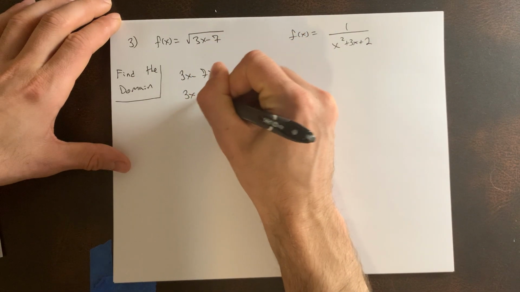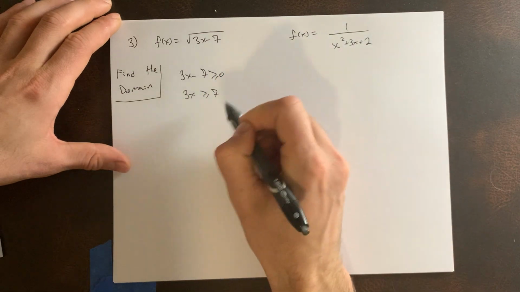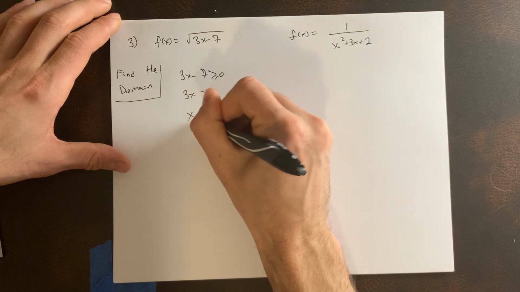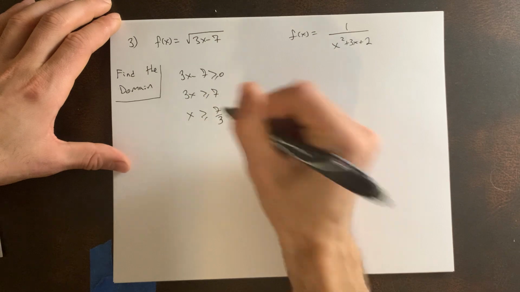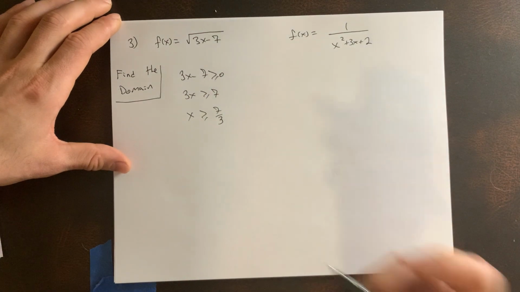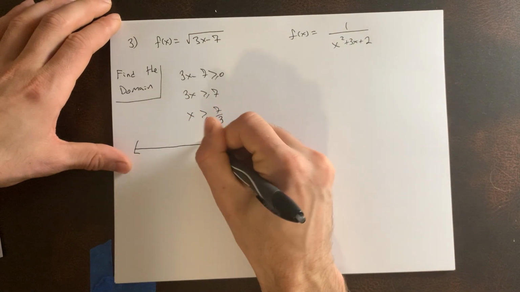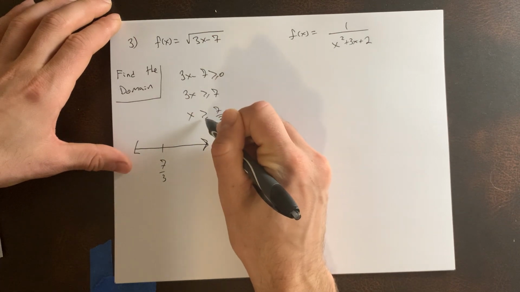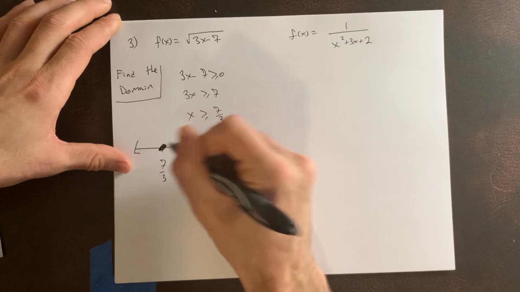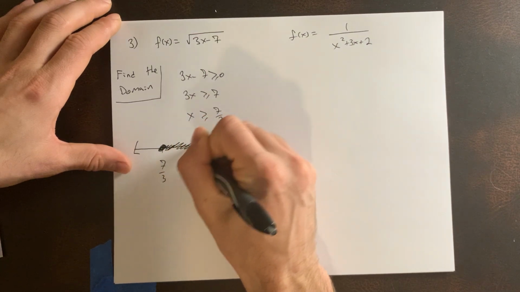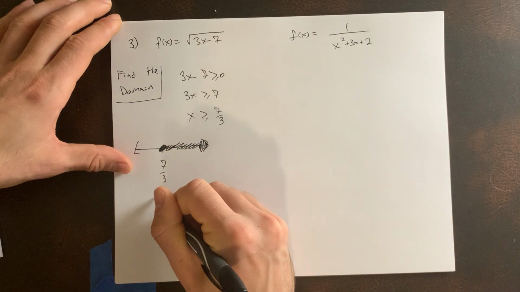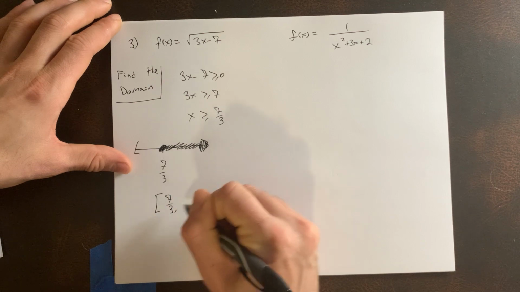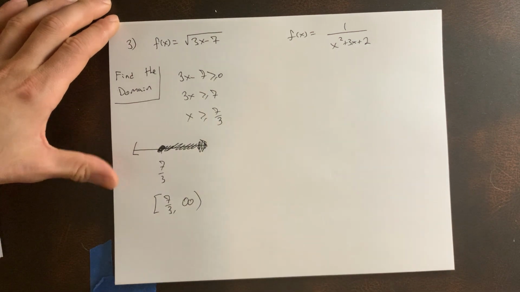Then we start solving for x. We're going to get 3x is bigger than or equal to positive 7. And then divide by 3. x has to be bigger than or equal to 7 over 3. And then if you want to put that onto a number line, here's 7 over 3. The or equal to means we have a closed dot, and bigger than means we shade to the right. So this is going to be 7 over 3 to infinity.